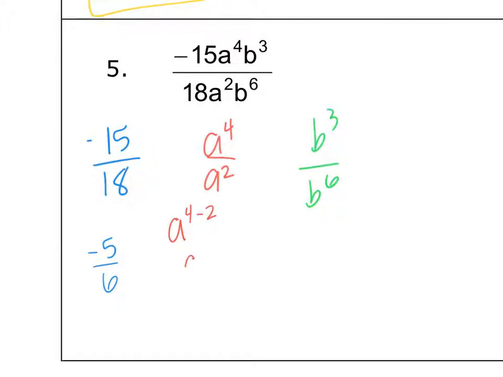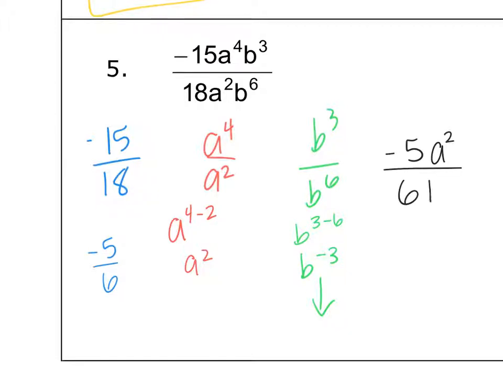So A to the 4 minus 2 is A2. B to the 3 minus 6, remember we always do top minus bottom, is B to the -3. So B will push down to the bottom. So my full answer is -5 over 6. A was positive on the top, B was negative on the top, so we push it to the bottom, and it becomes positive.